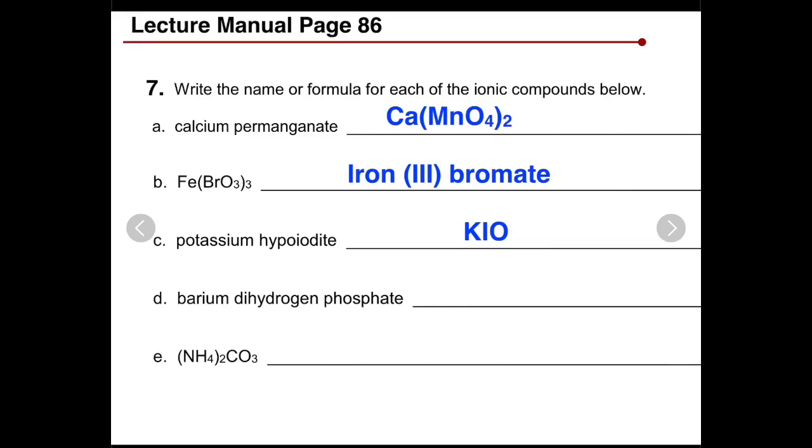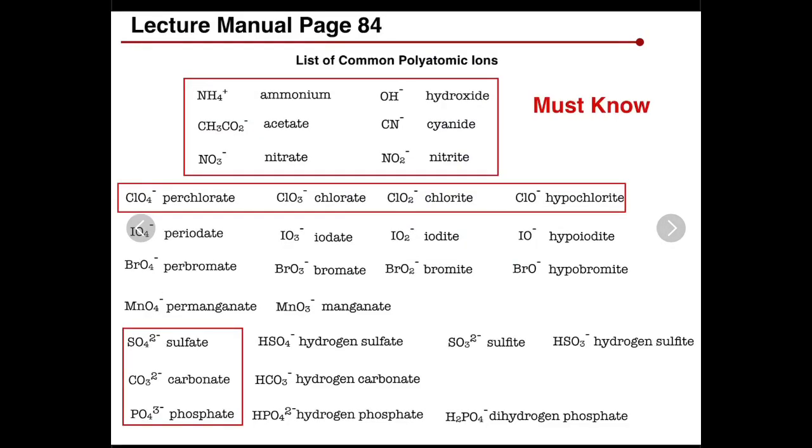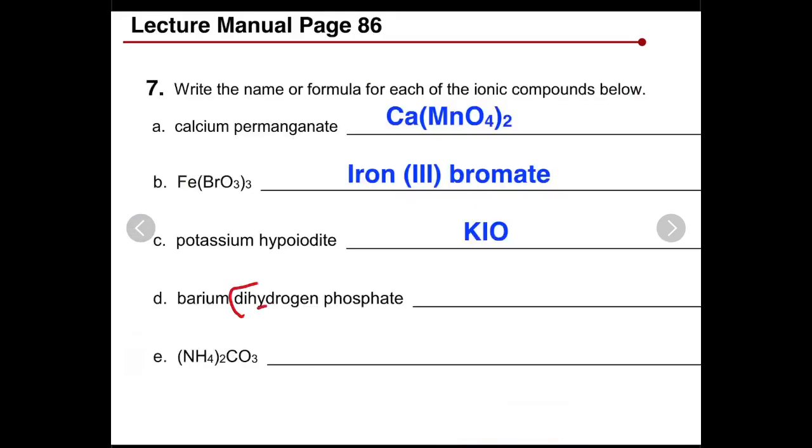Okay. Next one is barium dihydrogen phosphate. Okay, so barium. Let me actually see. What do we need here? We need dihydrogen phosphate. Where is dihydrogen phosphate? Dihydrogen phosphate would be this one right here, H2PO4 minus. So we know that this part right here is H2PO4 minus. Barium is Ba, in group 2A, so barium would be Ba2 plus.